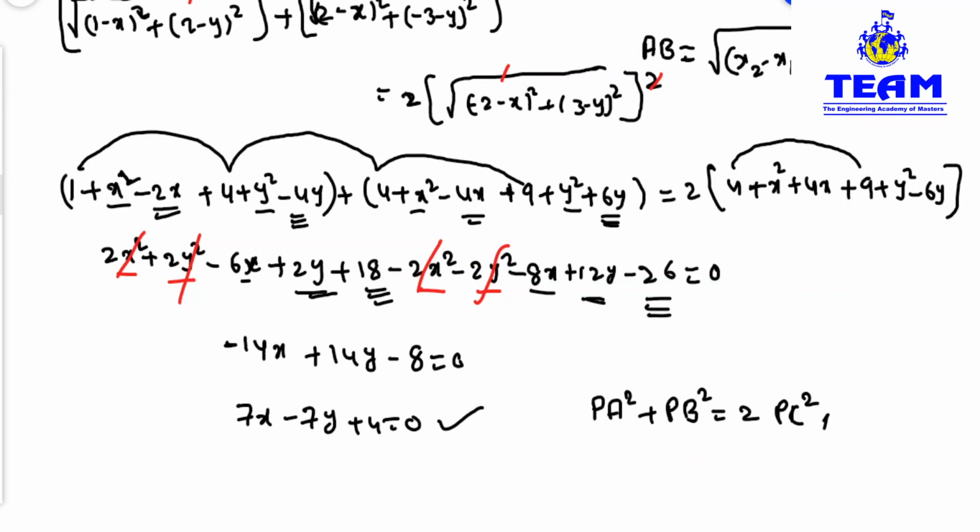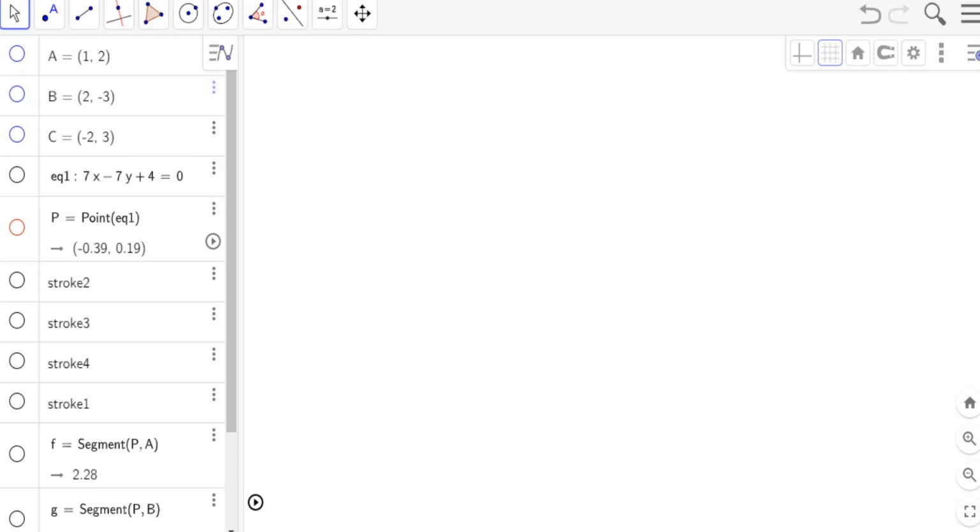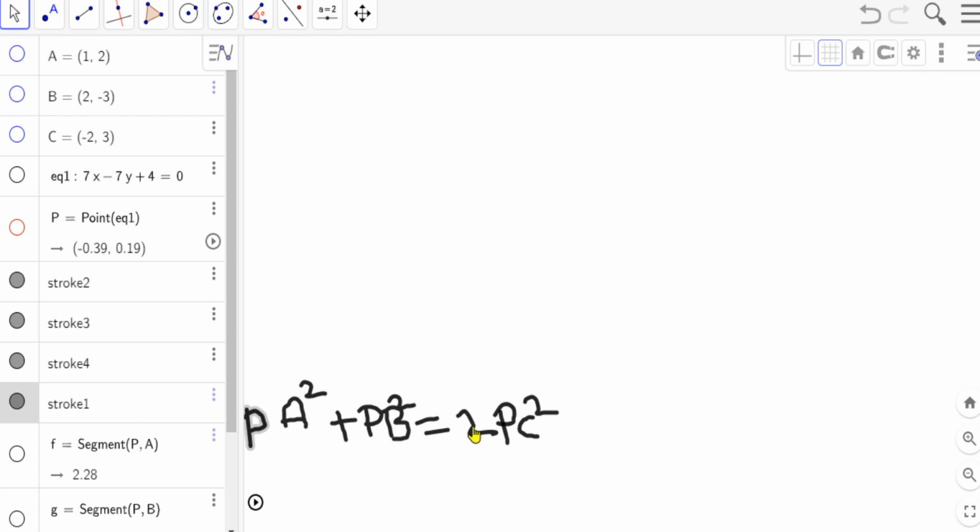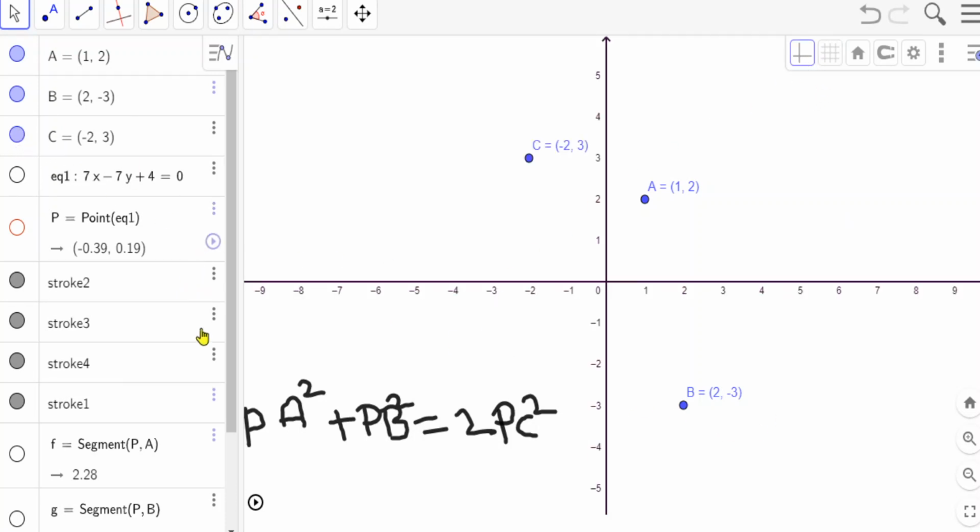Now you see, in GeoGebra, what condition should the point satisfy? PA square plus PB square is equal to 2 PC square, which you are required to verify. Now let the point A be 1 comma 2, B be the point 2 comma minus 3, and C be another point, minus 2 comma 3. Friends, you see the condition is this one.